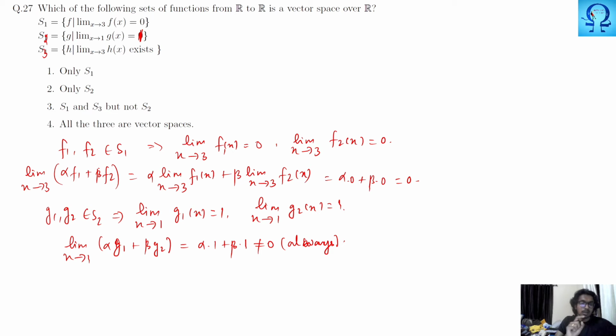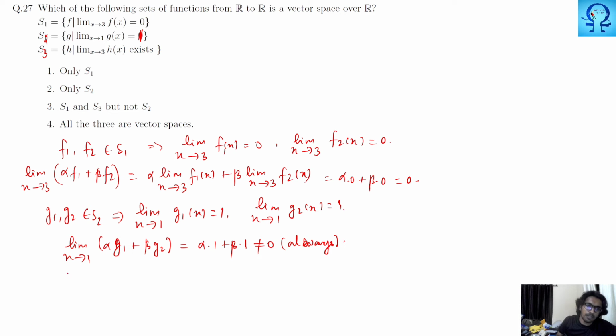Actually, as of now I am checking the subspace condition, and it is asked to verify whether it is a vector space or not. There is a connection between these two things. As of now, let us check whether it is a subspace or not. We are checking only the subspace condition, right?